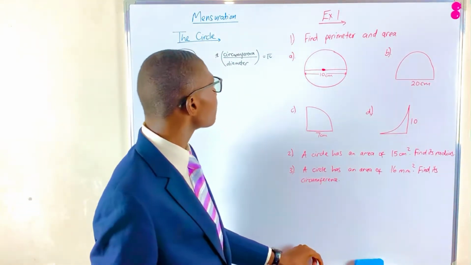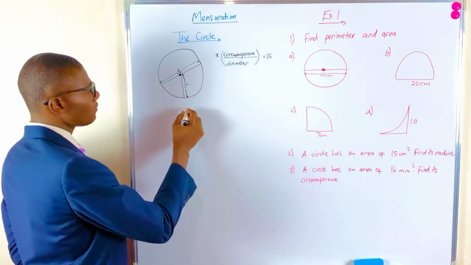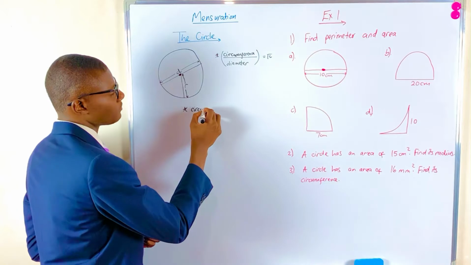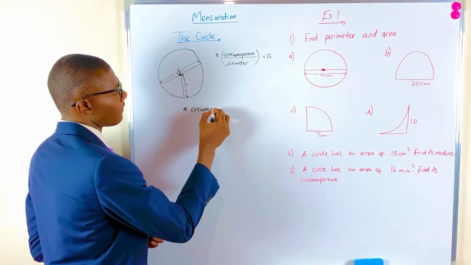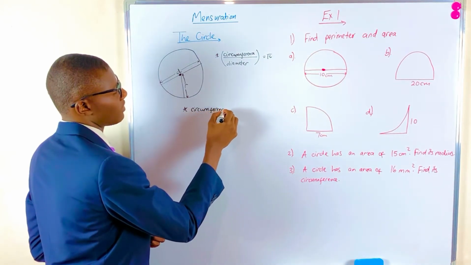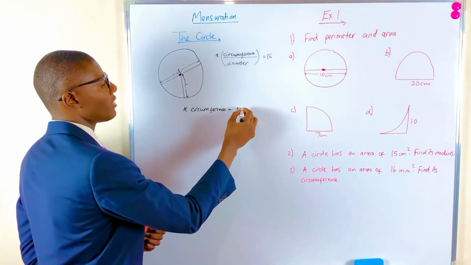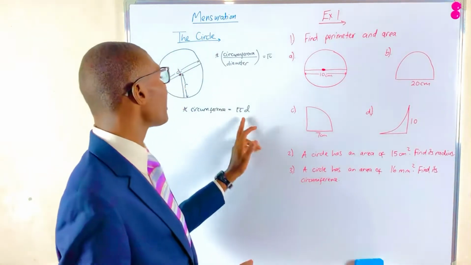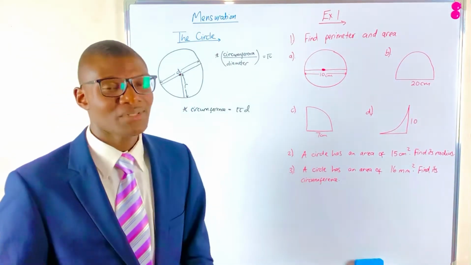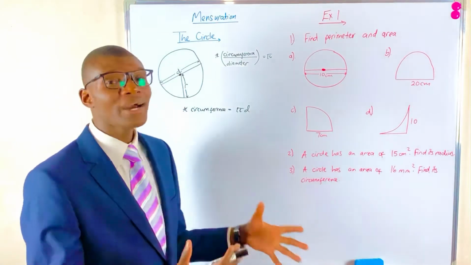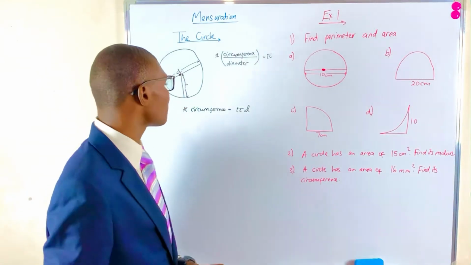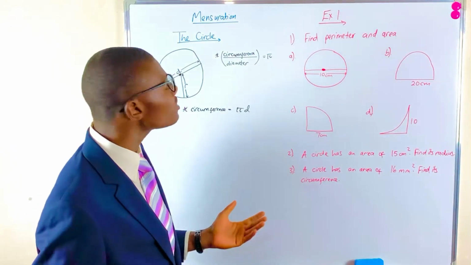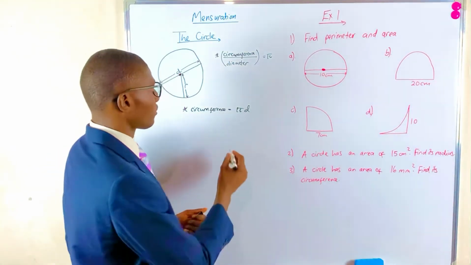Now for calculating the circumference of a circle, the circumference of a circle is given by pi d. By pi d, we're simply saying pi times d, d being the diameter. And remember, pi is just a constant number which you can easily punch in your calculator, or you can assume it to be 3.142.